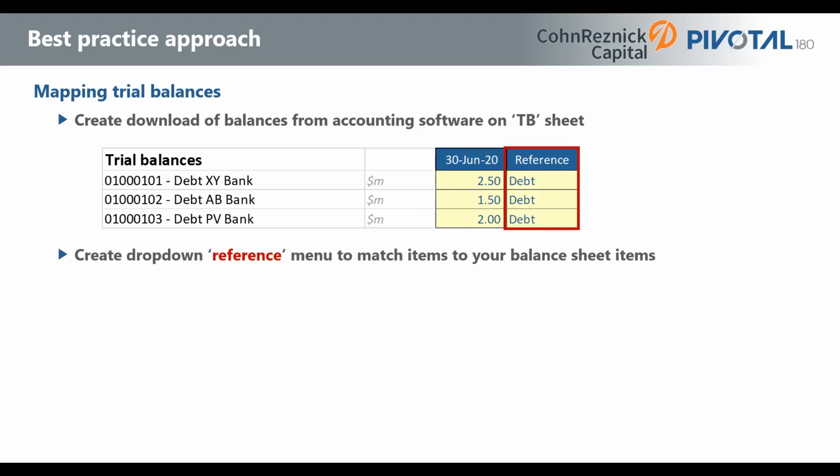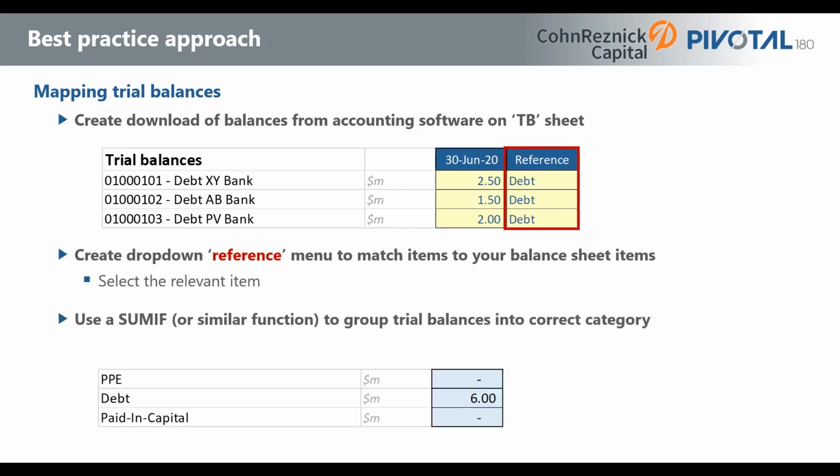In our balance sheet we have three places that we could map these trial balances to. If you recall, we had PP&E, debt, and paid-in capital. That was it, really simple. So we add a drop-down menu here that would have an option to choose between debt, PP&E, or paid-in capital, and it's as simple as that. The next thing we have to do is group that up into the relevant categories on our balance sheet, again being PP&E, debt, and paid-in capital. We can do that with a function such as the SUMIF function. We SUMIF this whole range to pick up the relevant items that group into each of the items on my balance sheet, however many those are.